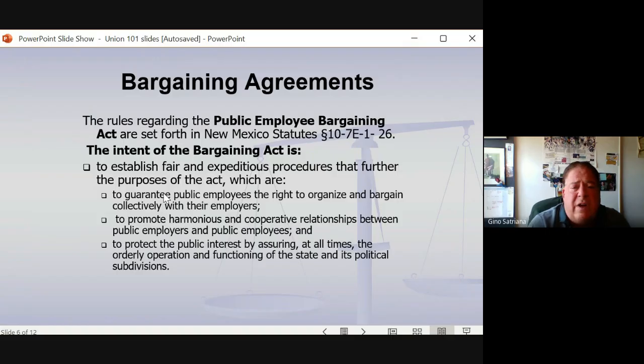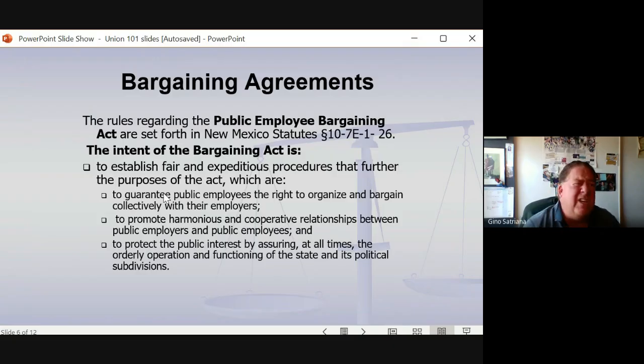It establishes fair and expeditious procedures that further the purpose of the act of guaranteeing public employees the right to organize and bargain collectively with their employers, so that we can talk to you guys about what you want in the contract and things like that. We can go over that to promote harmonious and cooperative relationships between the employer and the employees.